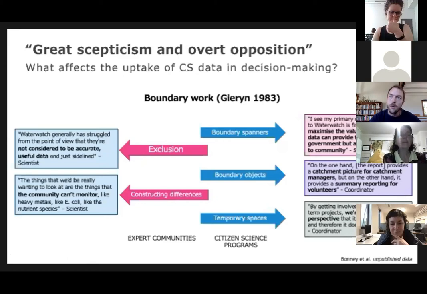I found that when there were successful instances of data uptake, there were some key factors that helped that happen. The first one was boundary spanners. These are people who sit between the expert communities and the Waterwatch program, who help to facilitate the uptake of information. Boundary spanners were found to be a really important person to be a bit of a champion for the Waterwatch program. Then boundary objects, which are reports or databases that have dual functions in that they are relevant to both government decision makers and the community. So they bridge that divide as well.